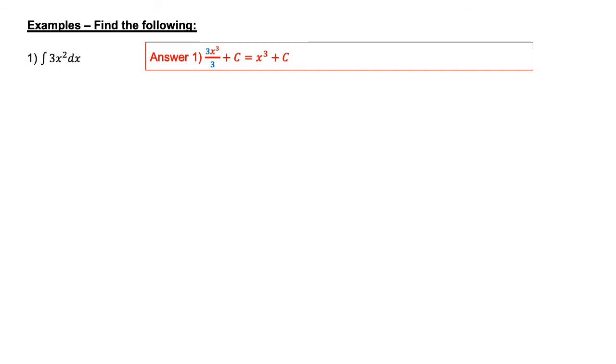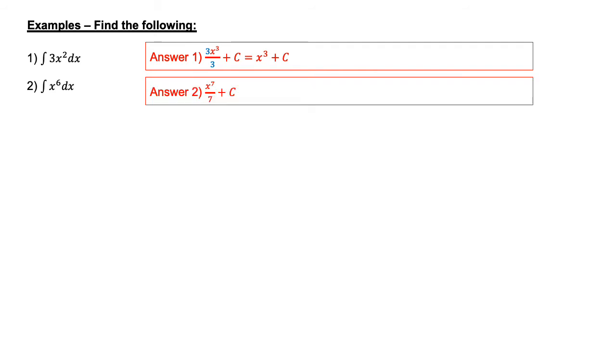Now, because 3x squared is the expression, if I divide by 3, you can see that the 3's cancel. 3 over 3 is 1, so you're left with x cubed. And don't forget the constant of integration, plus c. There's the first one. Integrate x to the power of 6 with respect to x. Add 1 to the power, divide by the new power. So we've got x to the 7 divided by 7. Add c.